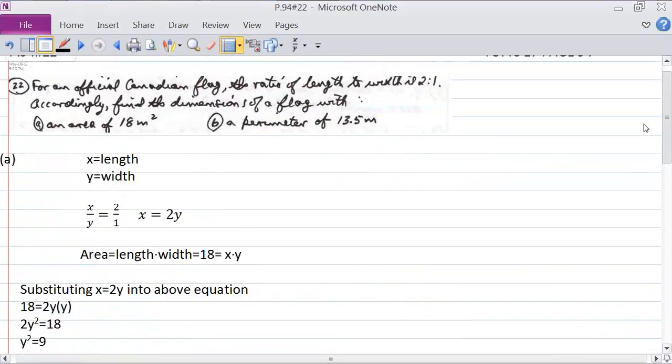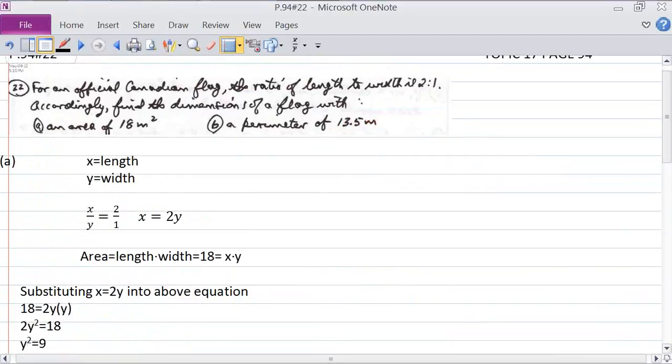And if we go and check the problem up here, we know that the perimeter must be 13.5. So in both these problems, we try to get a relationship between the X and the Y. Of course, in one case we're given an area, one case we're given a perimeter.